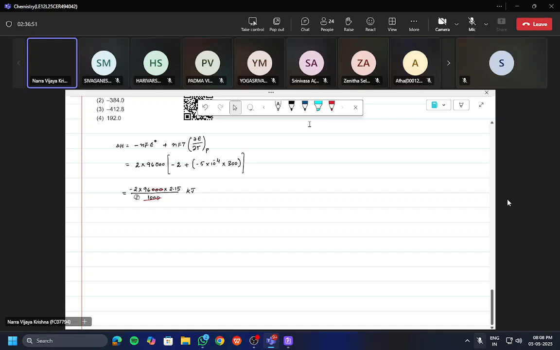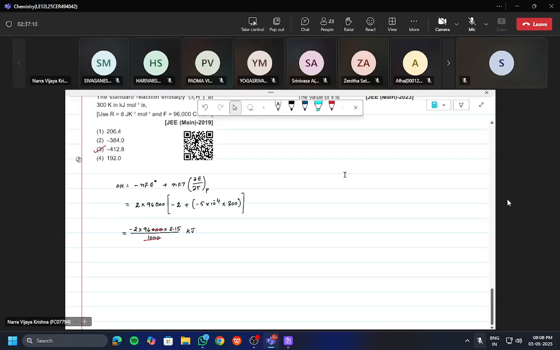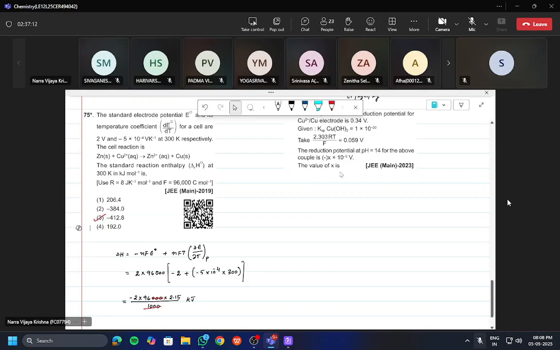This is approximately 4. 4 into this is approximately 100. So the answer must be close to 400. Whichever option is closer to 400 and it should be negative. So answer. Correct or not? Next question. Find whether that is the exact value or not. 96 into 2 into 2.15. Perfectly, you are getting 412.8. Exactly. So next question.